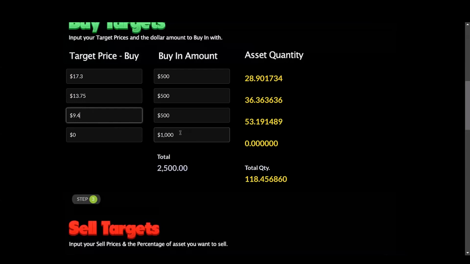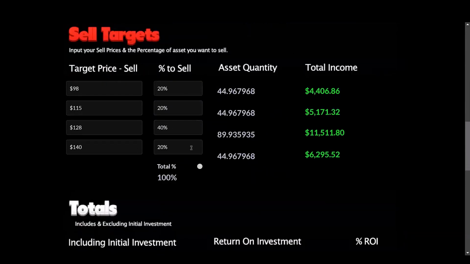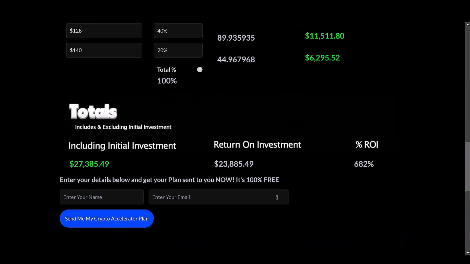So we have to swap around our percentage buys. We'll just add another 1,000 here, make that 1,500. So we've still got our 2,500. Of course, we've reduced the amount of AVAX we have now by a good 76. And we'll leave our sell targets and sell percentages the same. Without getting that last target, we've shaved 11,000 off of our return on investment. That's well and truly taken us under that 1,000% ROI that I have as my minimum.